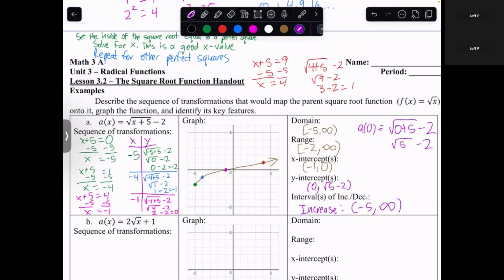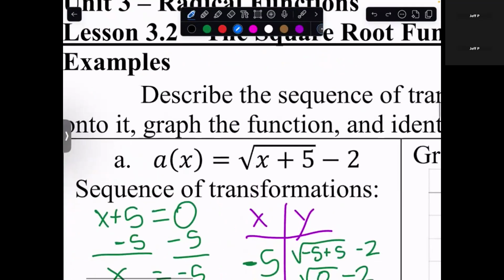Okay, so those are the key features. And then lastly, going back to the sequence of transformations. So remember, those are based on A, H, and K. Okay, so, the general formula, A square root x minus H plus K.